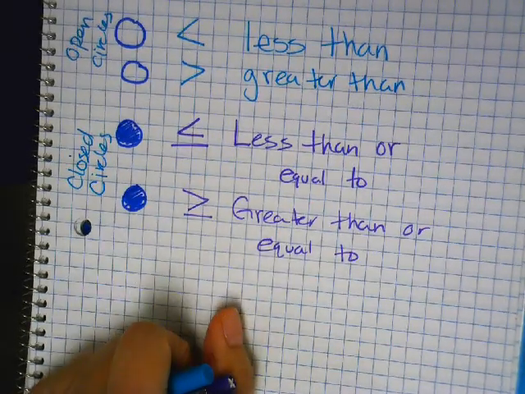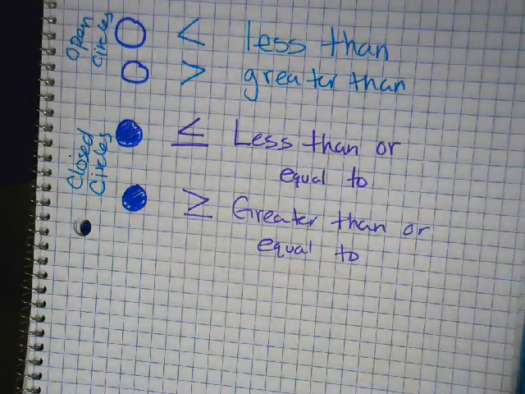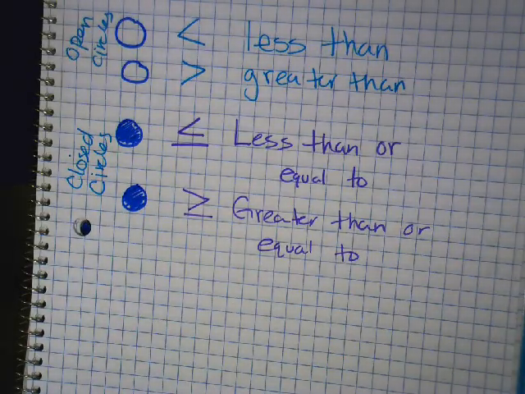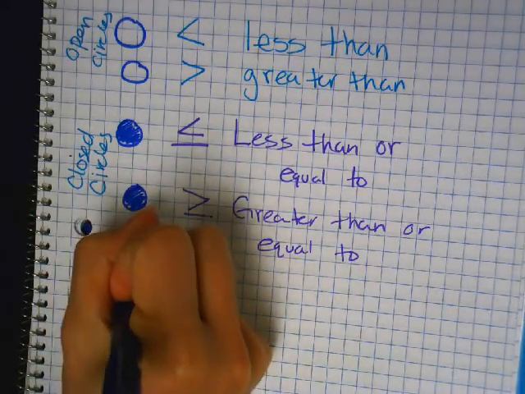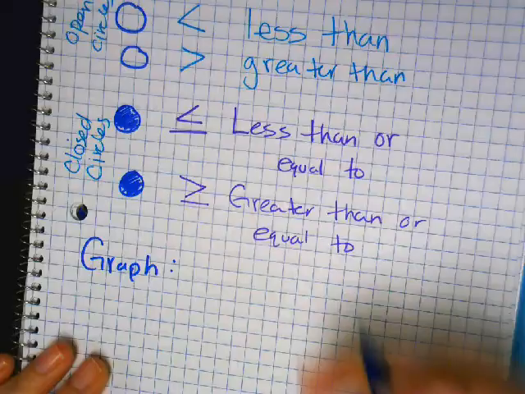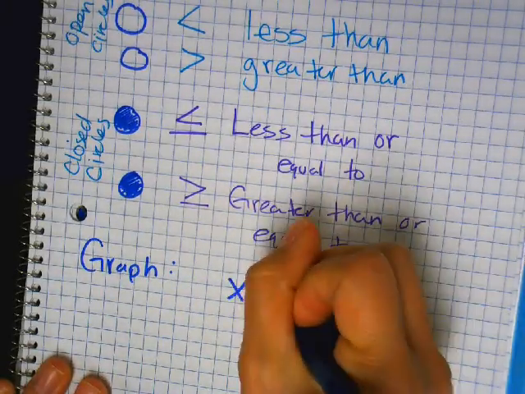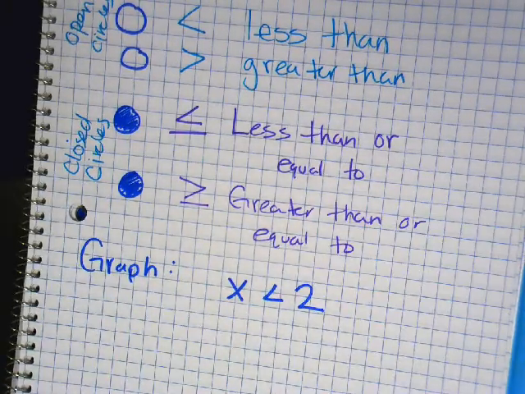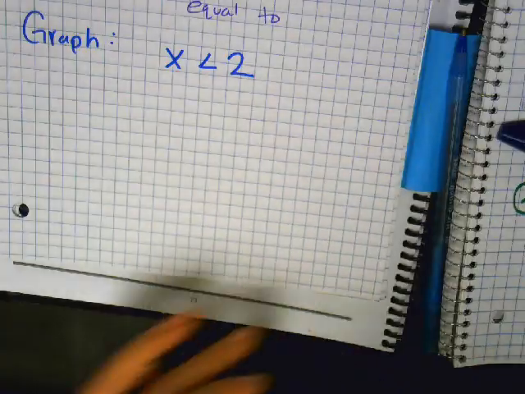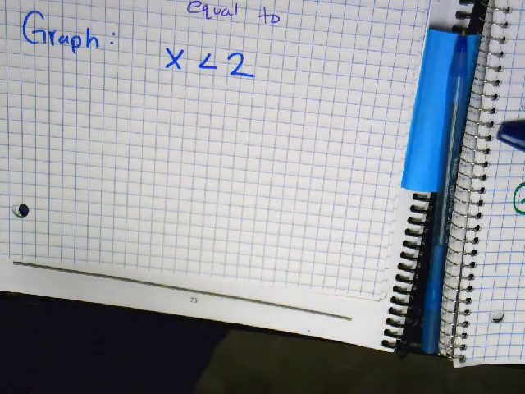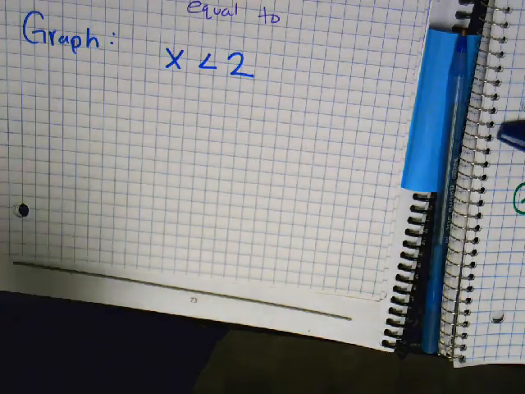Okay? All right. So today, I'm going to teach you how to graph. So, the directions are basically graph. What are we going to graph? I'm going to graph x is less than 2. X is less than 2. So we're going to graph this. What do we start with? A graph. Yes. What kind of graph?